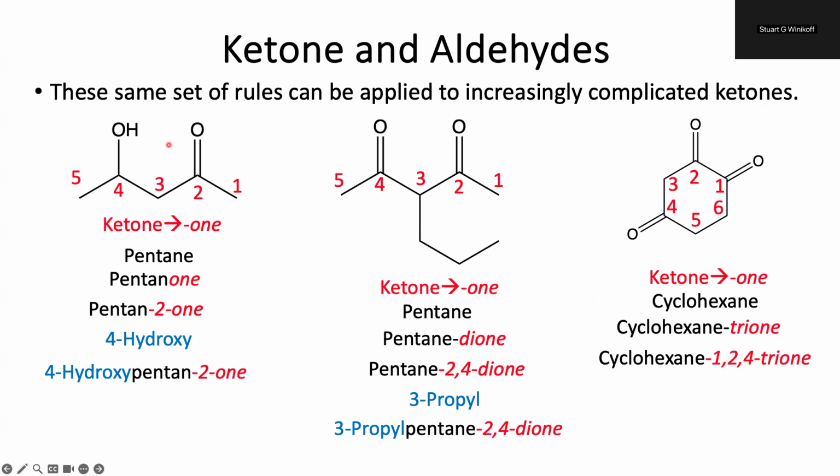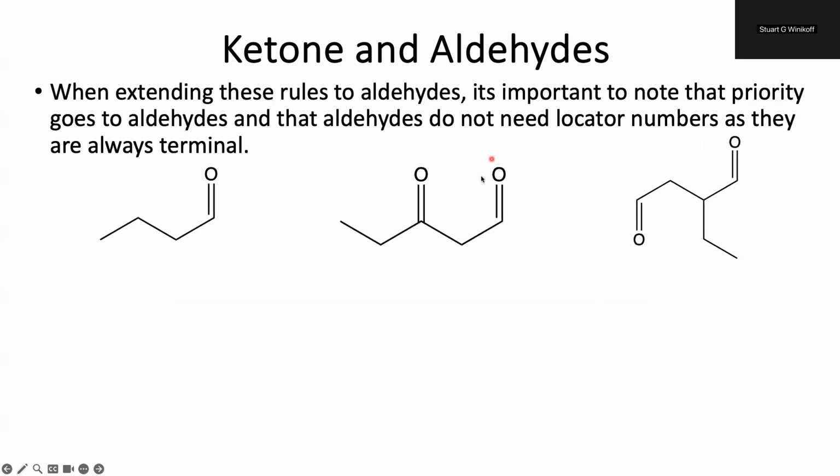Now, one of the tricks when we're extending this nomenclature to aldehydes, one big important thing that comes in is that priority is going to go to the aldehyde, but aldehydes don't need locator numbers because they're always going to be at the 1 position. Because in each case, they're a terminal group. So they're going to, by default, get that 1.